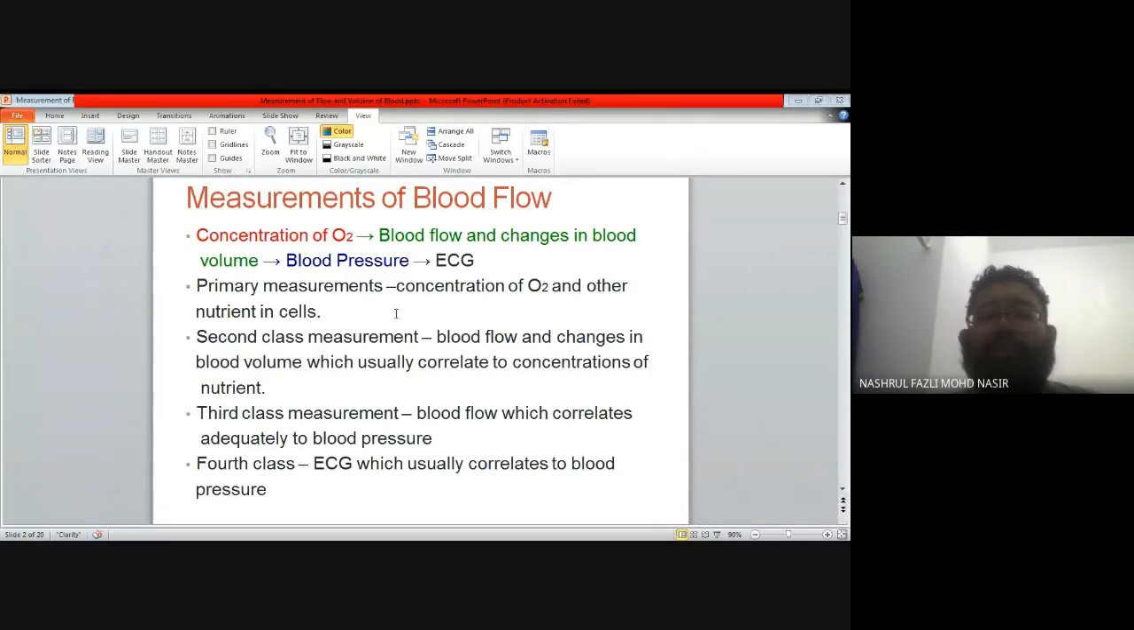This is for the tips for those in the class. So we have a few types of measurements that we want to solve for blood flow. The first thing is the concentration of oxygen and also other nutrients in cells.